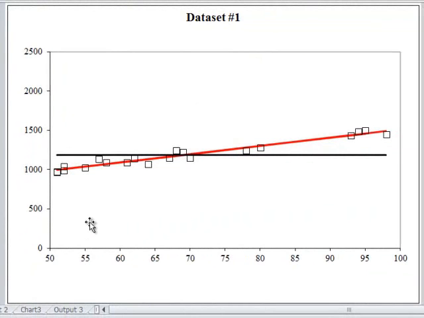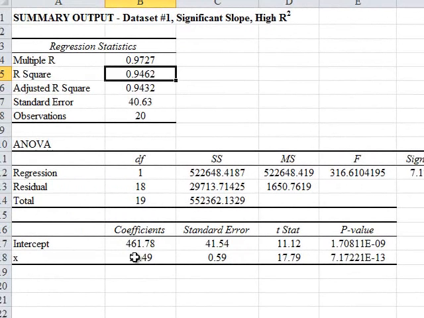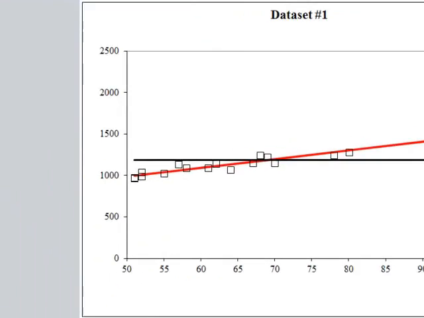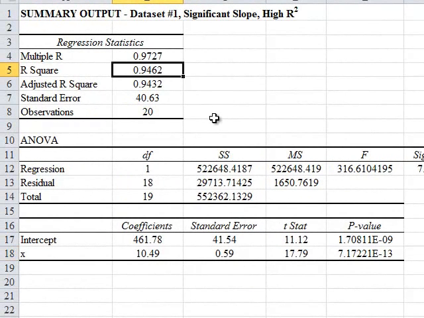So here's a graph of what we got for data set number 1. As you can see, we are definitely seeing this upward slope in the data, and it has been fitted by the red line. This red line is the equation y equals 461.78 plus 10.49x. So we definitely have an upward sloping line, and as we saw in the output, this red line is explaining 95% of the variation in the y's.